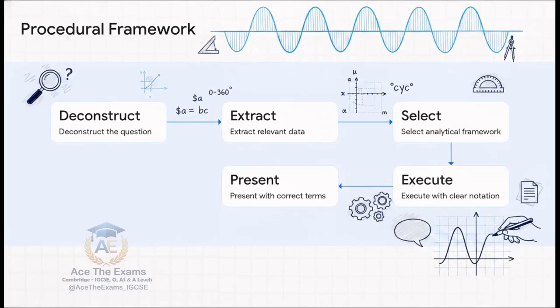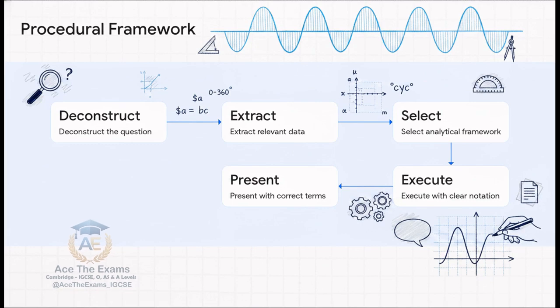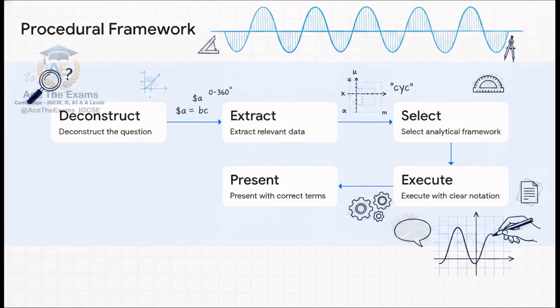Every single time you face a trig graph question, you must follow this strict 5-part standardized processing sequence. This is your mathematics success blueprint. Imagine a 60-second timer going off. First, deconstruct the question. Identify the command word. Are you sketching, solving, or proving? Second, extract relevant data. Pull out your A, B, and C variables and the specific domain constraints. Third, select your analytical framework. This is where you determine the new period and the principal points of intersection.